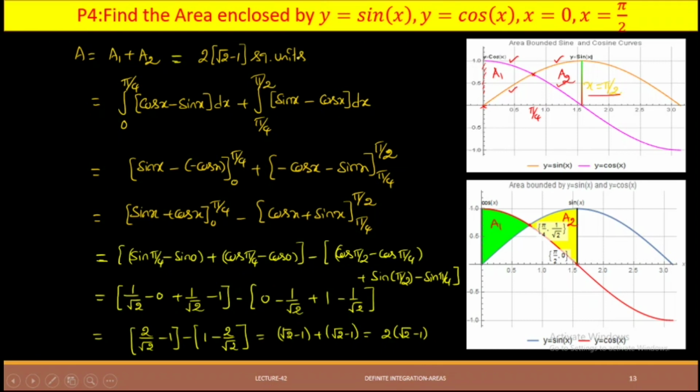Okay, let us solve one more problem here. Here is our next problem. Find the area of the region enclosed by y is equal to cos x and y is equal to sin 2x, x is equal to 0 and x is equal to pi by 2.